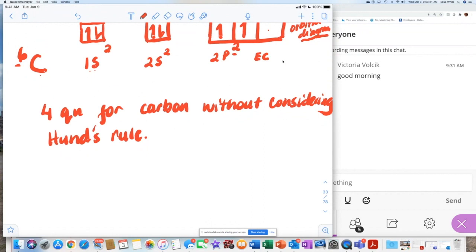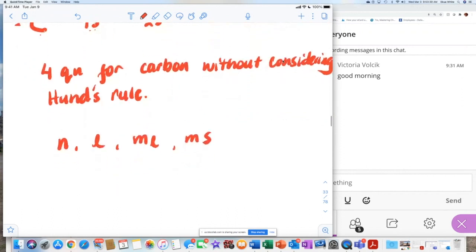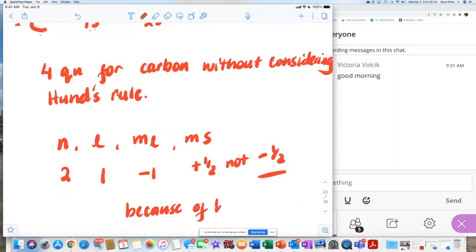Okay, so remember the 4 quantum numbers for carbon without considering Hund's rule. Once again, N, L, M sub L, M sub S. You all saw how I worked it out. The energy level is 2, L is 1, M sub L is -1, and then M sub S is going to be positive 1/2, not -1/2. Okay, because this is what works with Hund's rule.